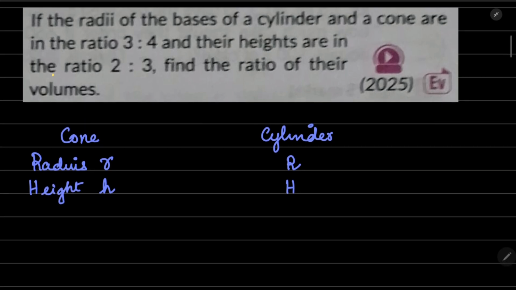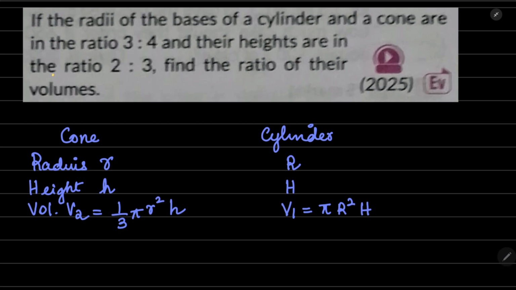And the volume of the cylinder, let it be V1. This is equal to pi r square h. Let the volume of the cone be V2, equal to 1 by 3 pi r square h. Everything is in small letters. Okay, so these are the things which we need.